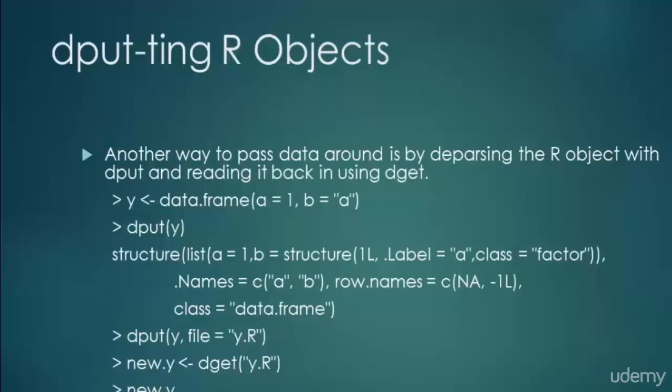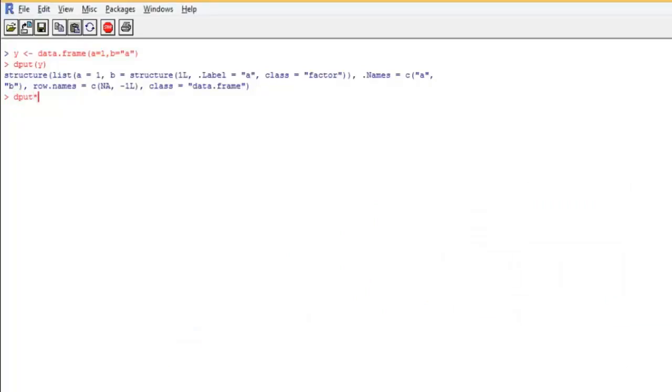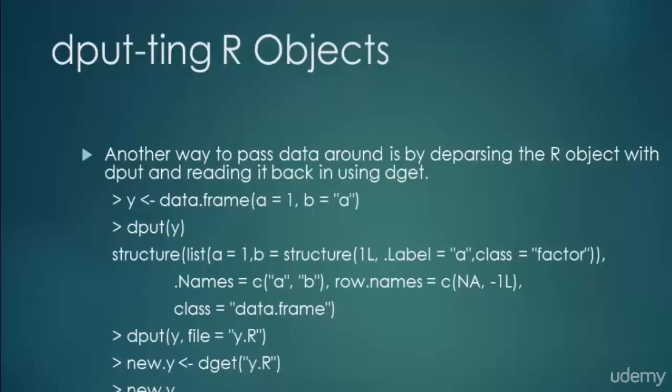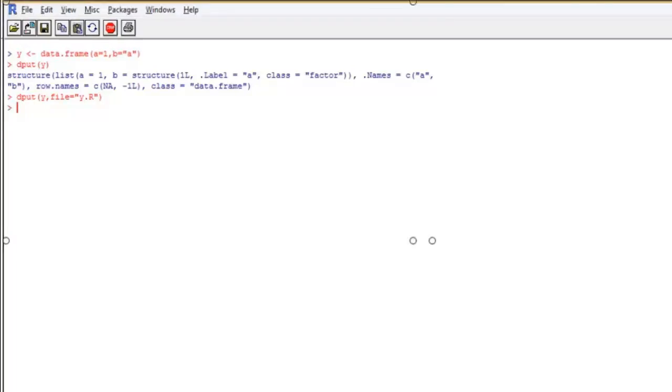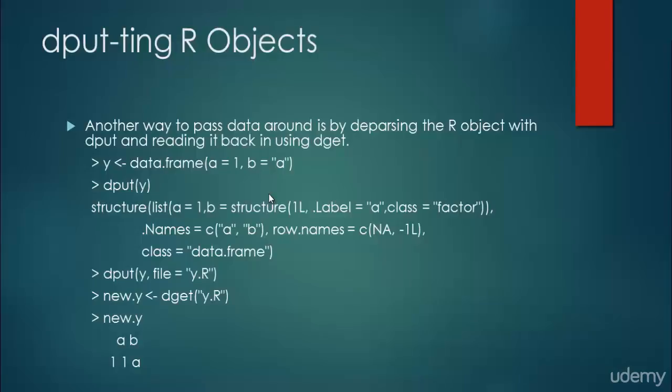Now this can be moved into a file, using the dput function, and you can move y into a file called y.R with an R extension. Now you see that there is an R file created with y, and you can open it with a notepad, and you will see that the same structure gets extracted into it. So this is what dput is useful for. It gives the structure of the data frame or any kind of data, and when you move it into a specific file, it will help you store it.